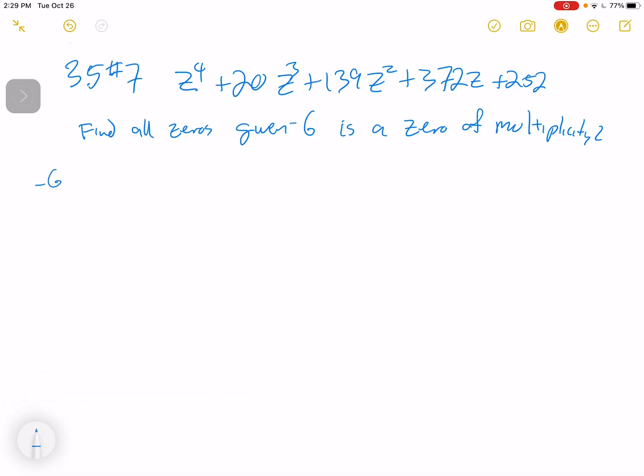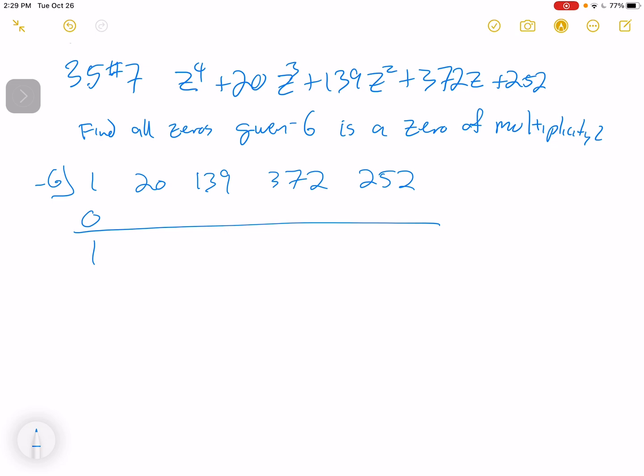So I'm going to put negative 6 in the box, and I have the coefficients to the z's: 1, 20, 139, 372, and 252. Doing some synthetic division here. So bring the 1 down. Negative 6 times 1 is negative 6. That gives us a 14. Negative 6 times 14 is negative 84.